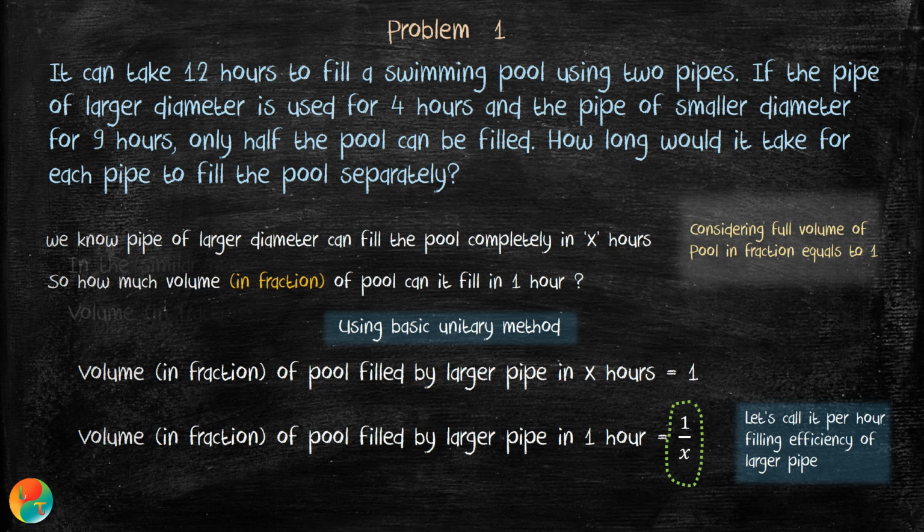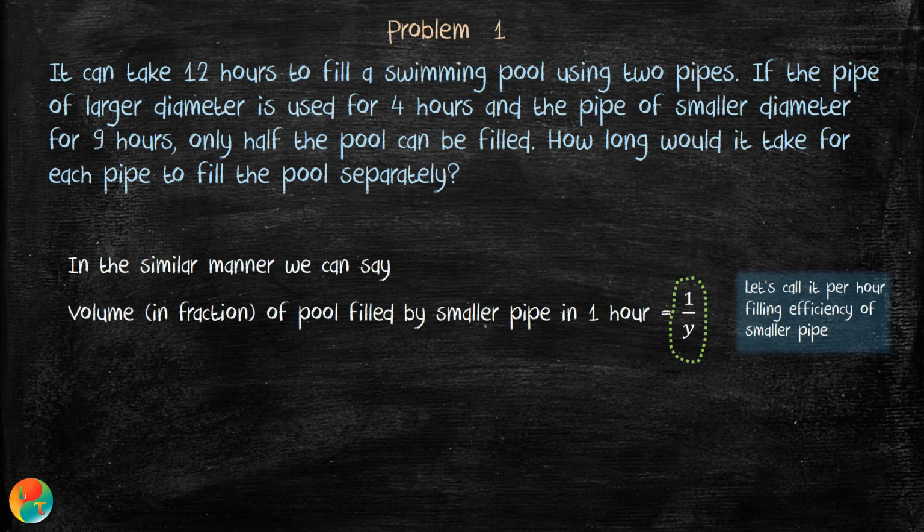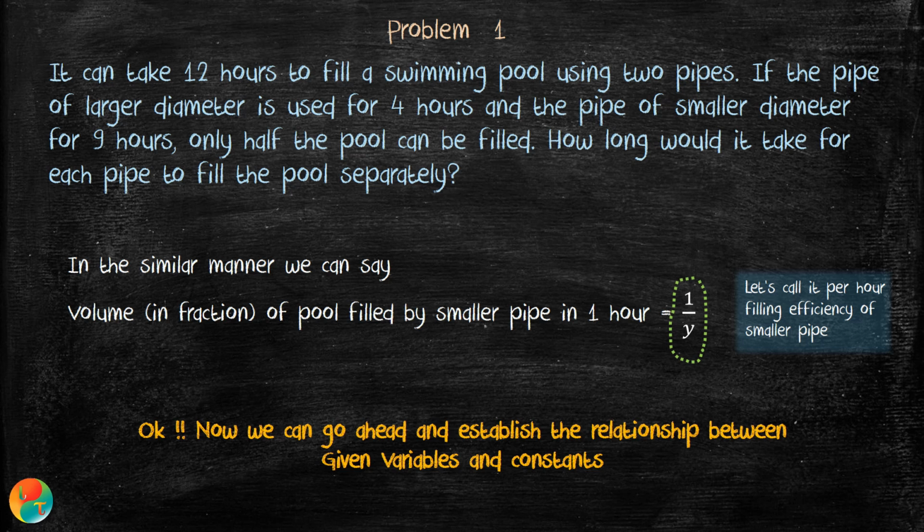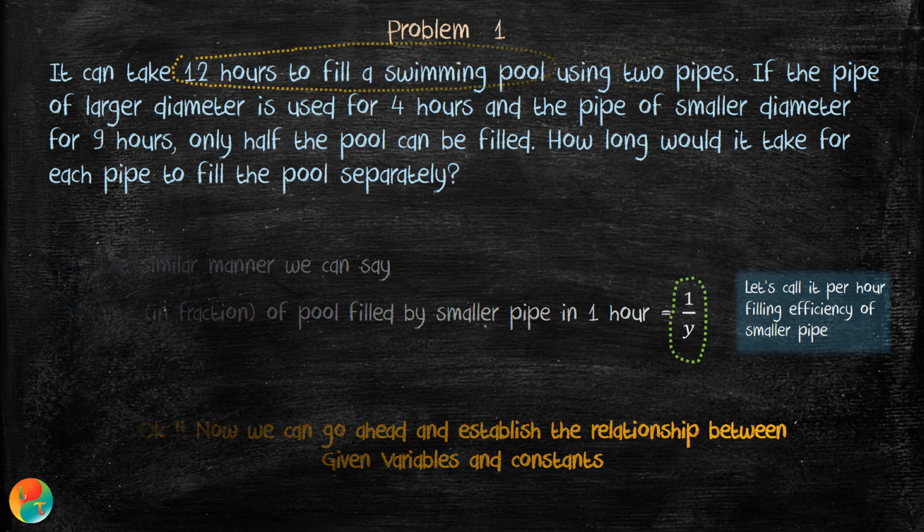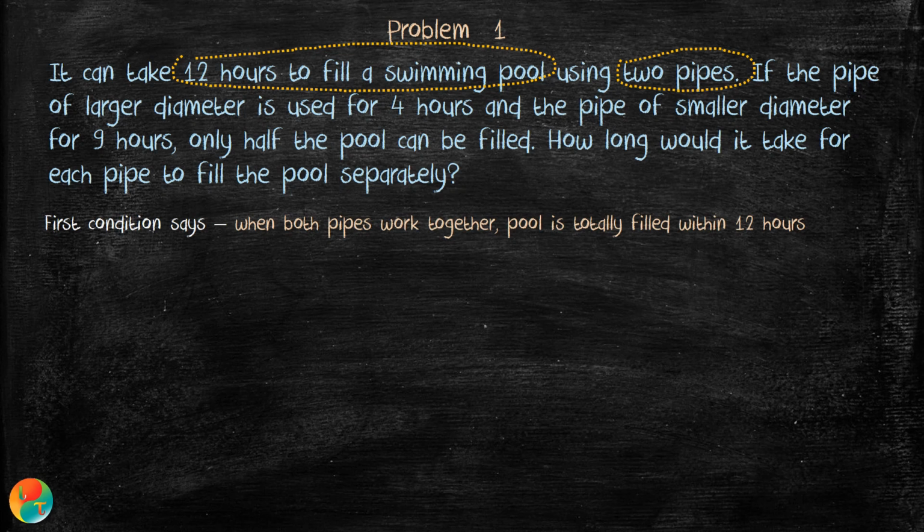In the similar manner we can say that volume in fraction of pool filled by smaller pipe in 1 hour is equal to 1 upon y. Now let us call it per hour efficiency of smaller pipe. Okay, now we can go ahead and establish the relationship between given variables and constants. The first condition says when both pipes work together, pool is totally filled within 12 hours.